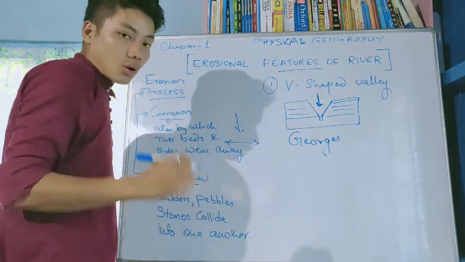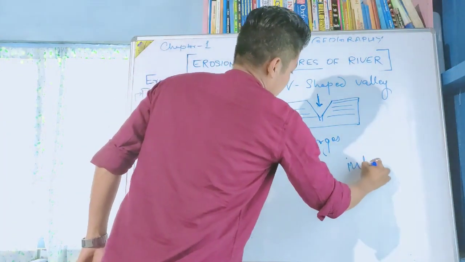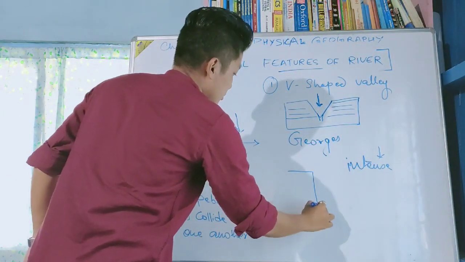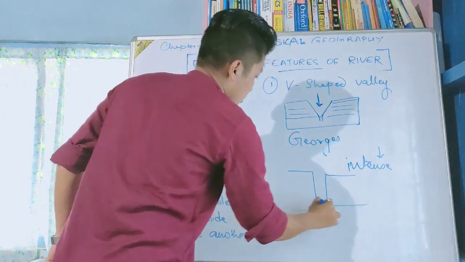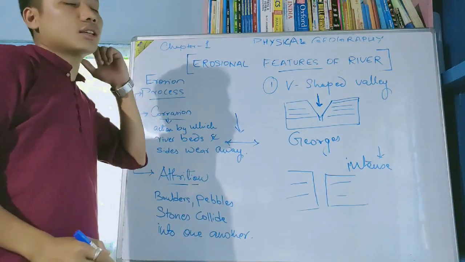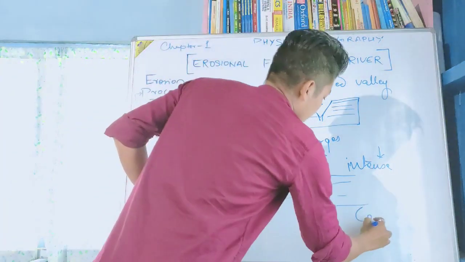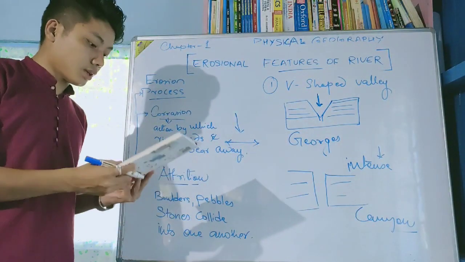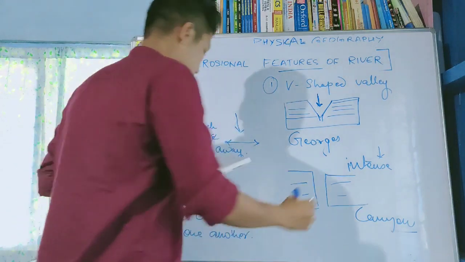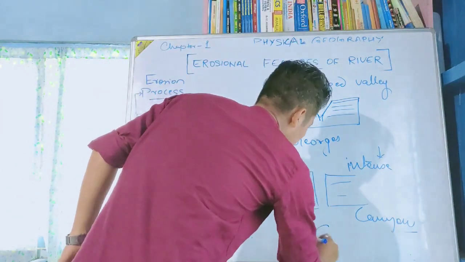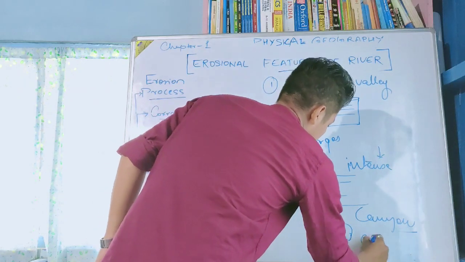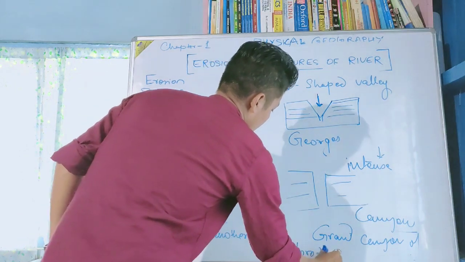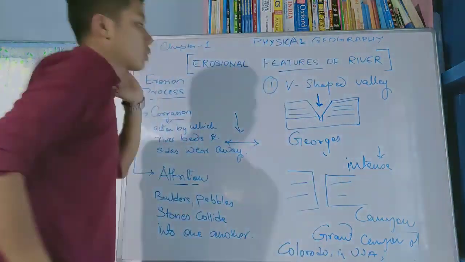Okay, next is canyon. See, when the downward erosion is very intense, then it will form an I-shaped valley, which is known as a canyon. I will tell you the example: the Grand Canyon of Colorado in the USA. It's one of the best examples of a canyon.